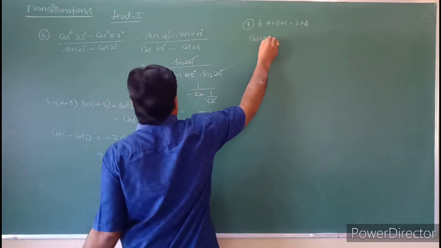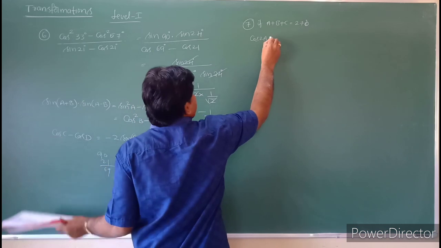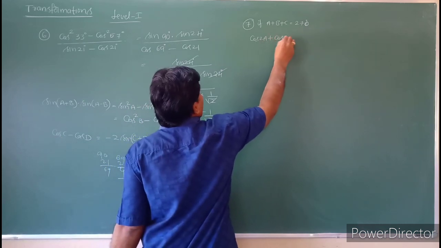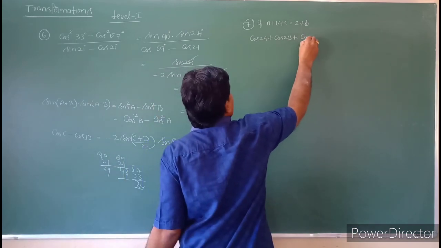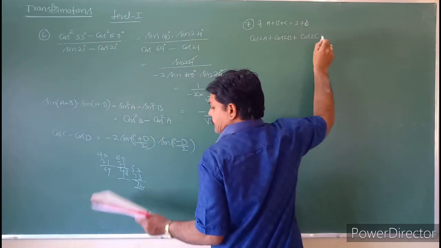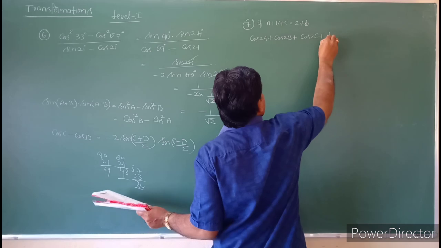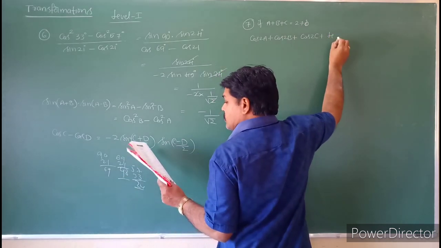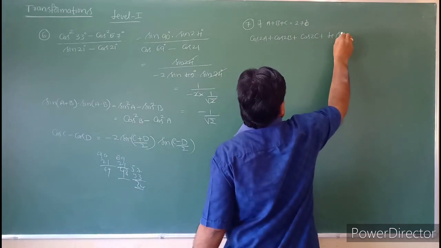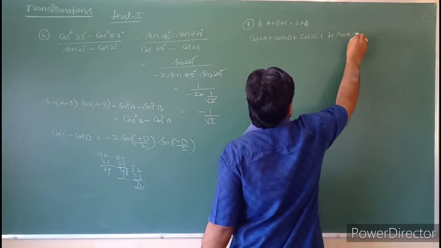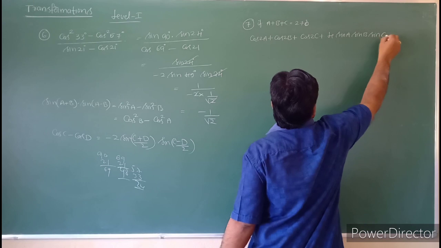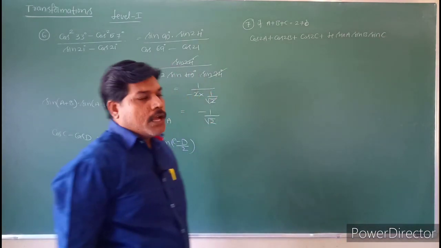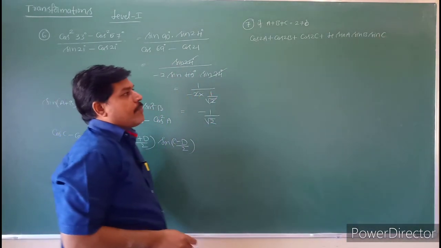Cos 2A plus cos 2B plus cos 2C plus 4 sin A sin B sin C. So this value they are asking. Okay, so see, students, this type of question.